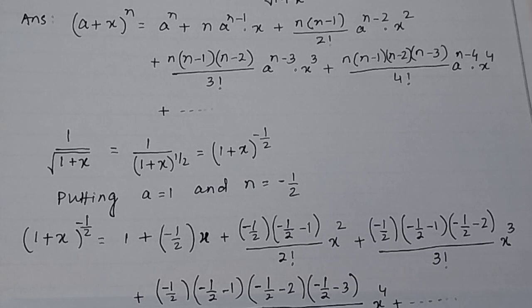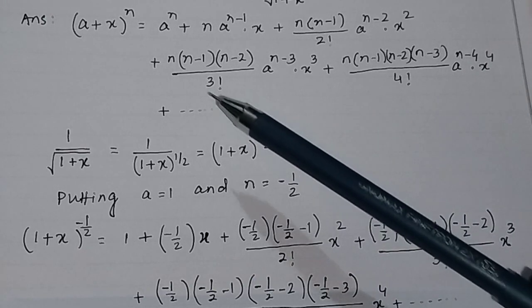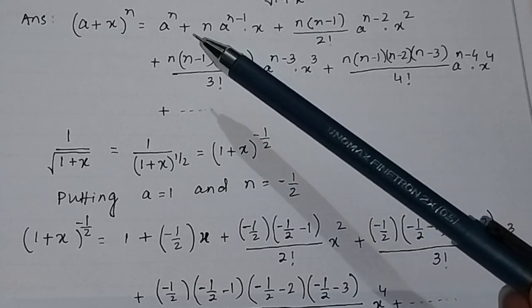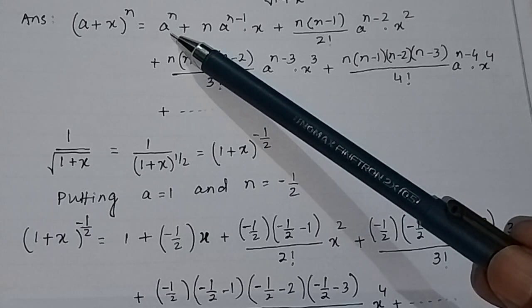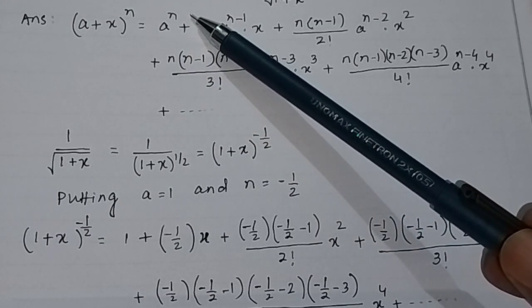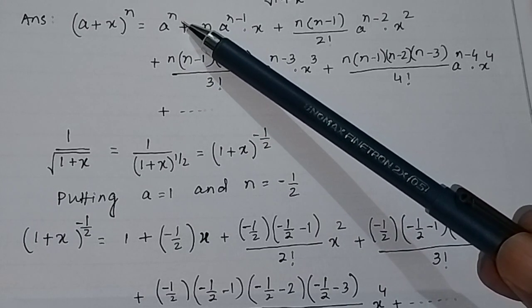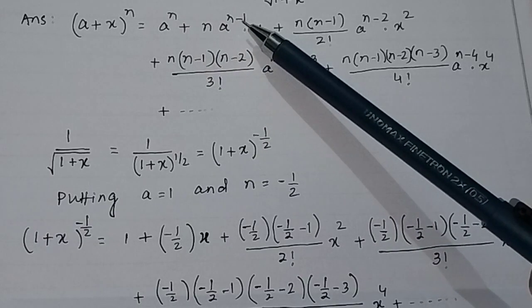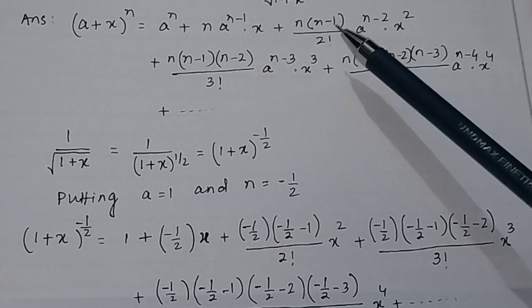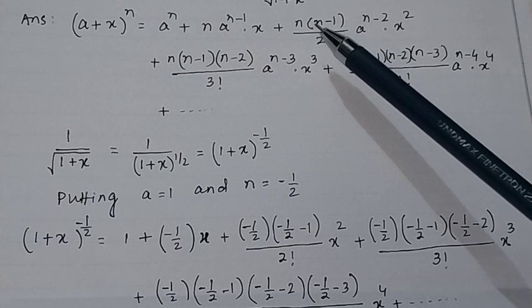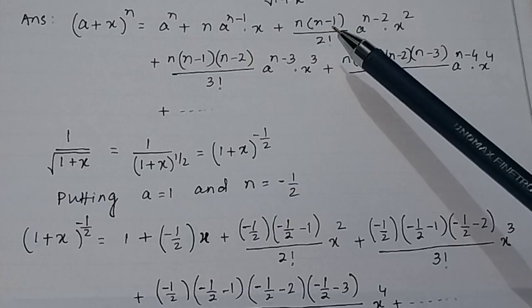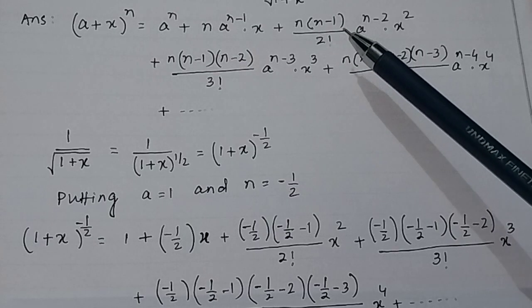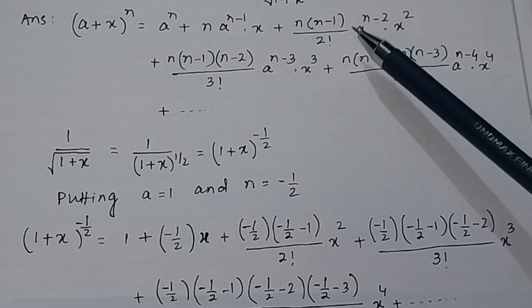Since we know any power of 1 will be equal to 1. So since a is equal to 1, you put a equal to 1 to the power n, any value of n. Here the value is minus half, here will be equal to minus half minus 1. Here the value will be equal to minus half into minus half minus 1 divided by factorial 2. So any value of a will be equal to 1.